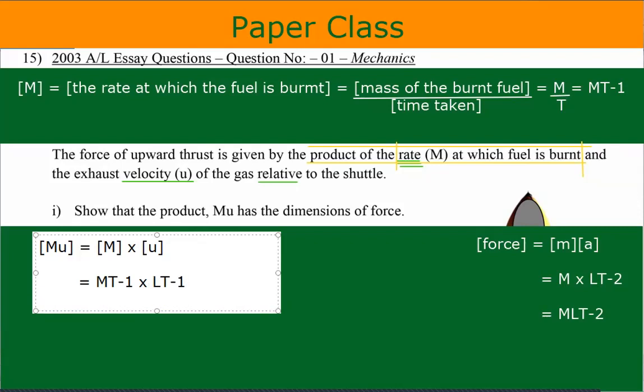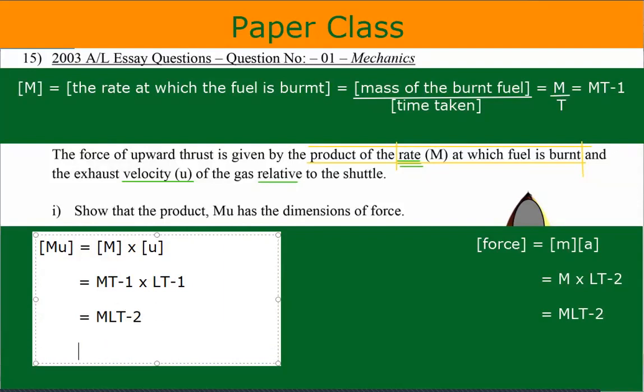Now we have a few things here. You see, capital M is there. Nothing will happen to it, and L will be there. Nothing will happen to L because we have only one L term. How many T terms are there? T to the power minus 1 into T to the power minus 1. What is it here? T to the power minus 2, sir. Very good. It is T to the power minus 2. So what is M L T to the power minus 2? The dimension of force, sir. That is the dimensions of force. So this is the answer.